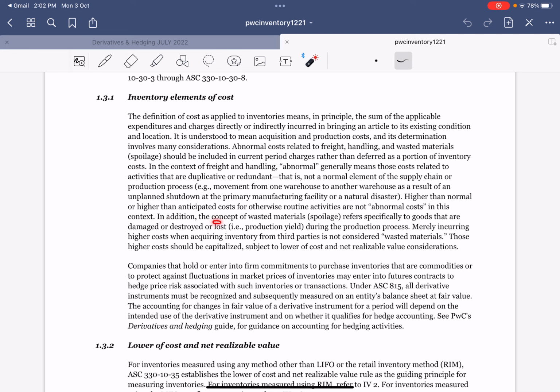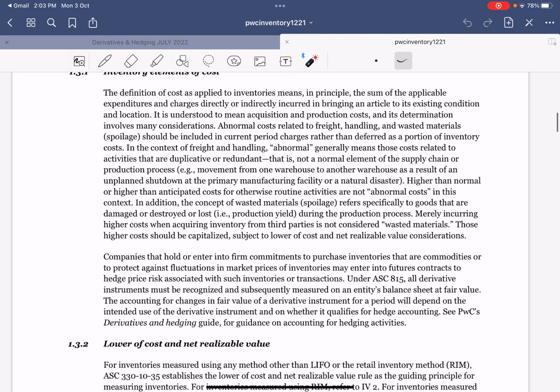In addition, the concept of wasted material or spoilage refers to goods that are damaged, destroyed, or lost during the production process. Merely incurring higher cost when acquiring inventory from third parties is not considered waste material. Those higher costs should be capitalized, subject to the lower of cost and realizable value. If one purchases at a higher cost but the realizable value is much less, one should recognize inventory at the lower price.